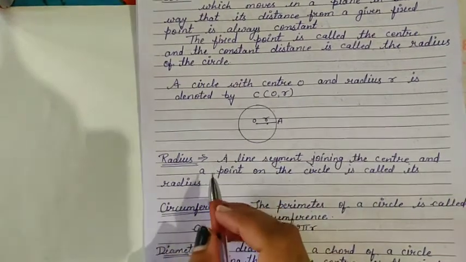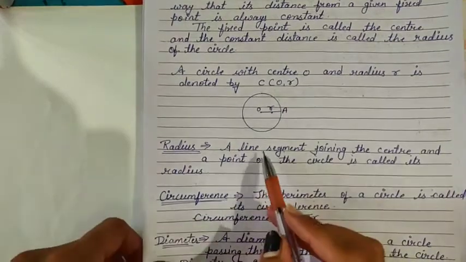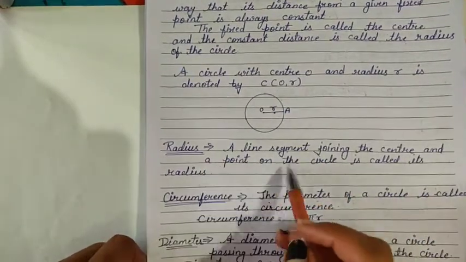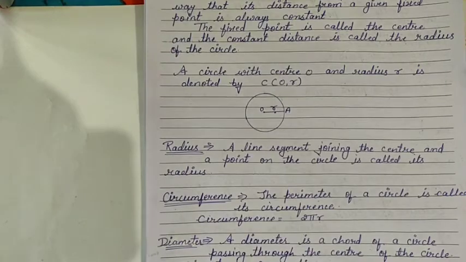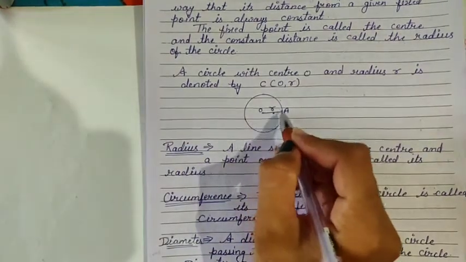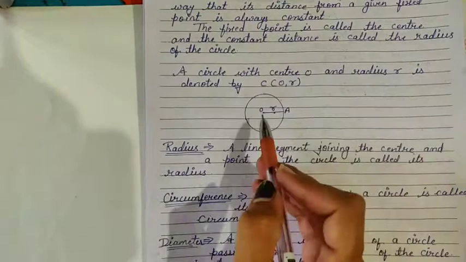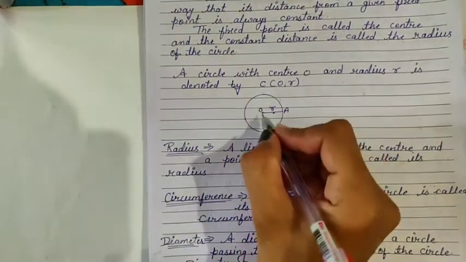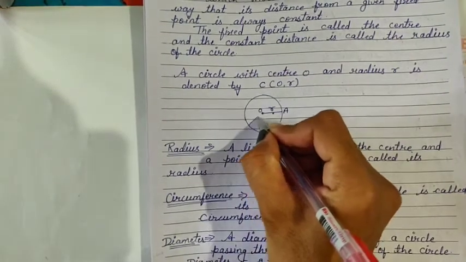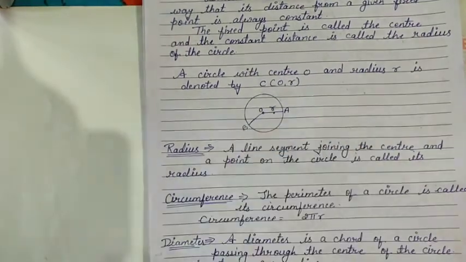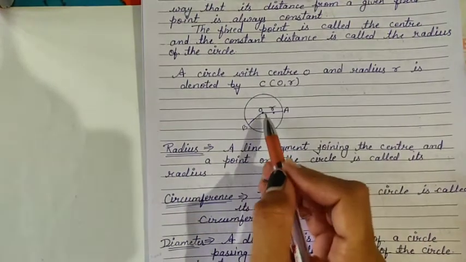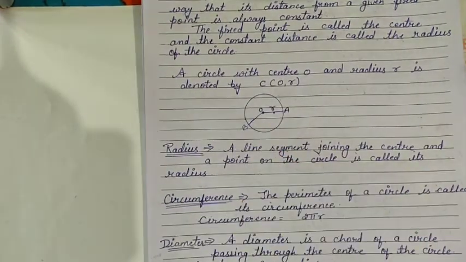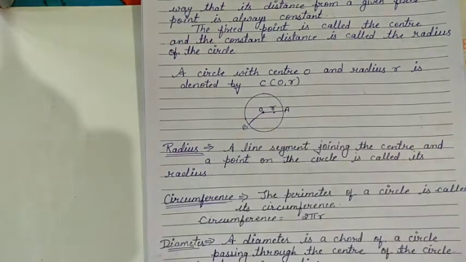Now, what is radius in a circle? A line segment joining the center and a point on the circle is called its radius. This is a line segment OE. For example, this is another line segment which is joining its center and a point which is on the circle. So OA and OB are its radii.